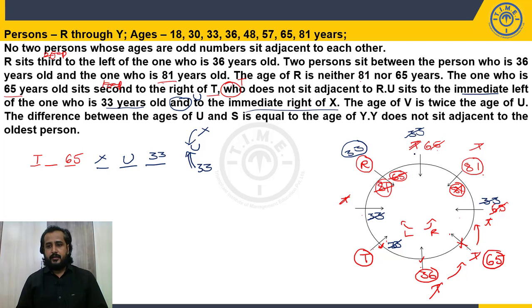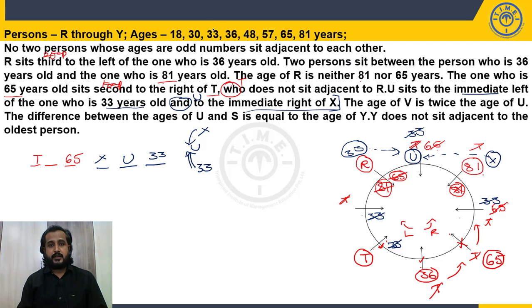When it is 33, this will definitely be U. When it is U, this will definitely be X. Now U is immediate left of 33 and U is immediate right of X. Clear? Till here complete information is utilized. And R33 and all the odd numbers are also fixed.